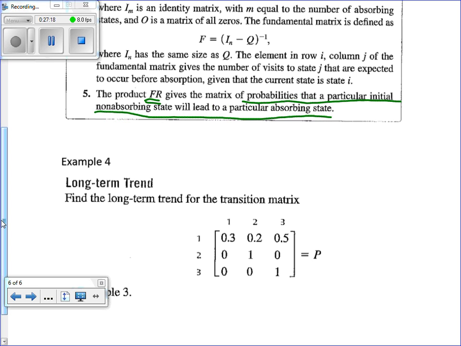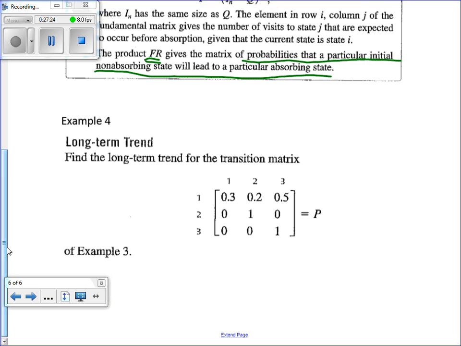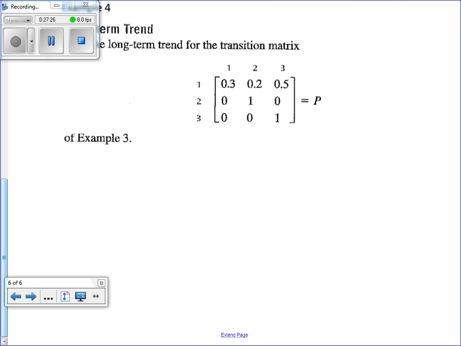Okay, example 4, we're going to do the same kind of thing with this. It's a little bit smaller problem. So we want to find F times R. To find F times R, I'm going to first rearrange.